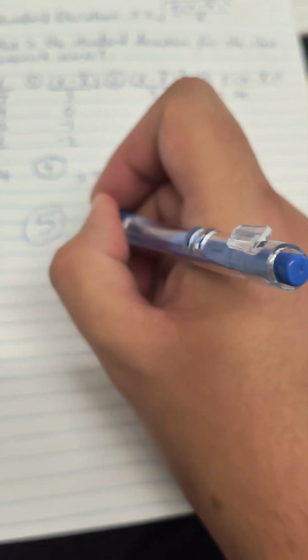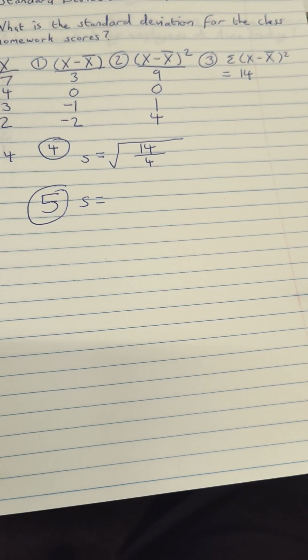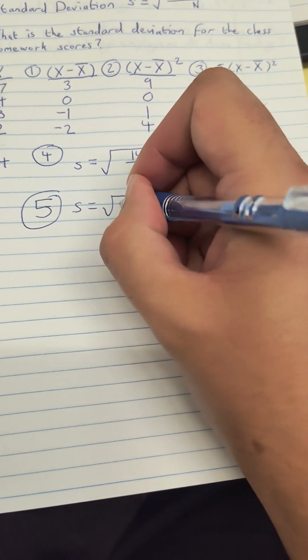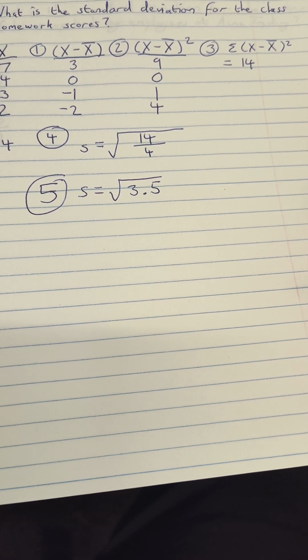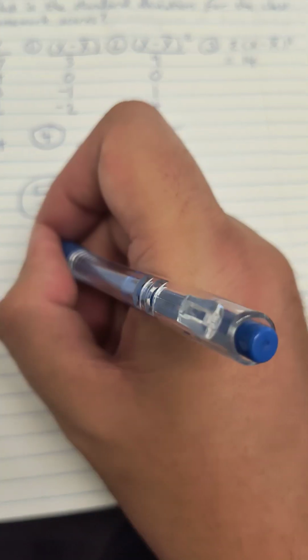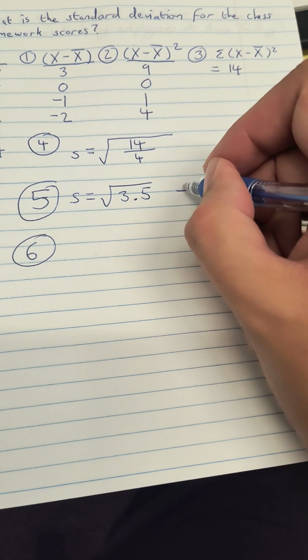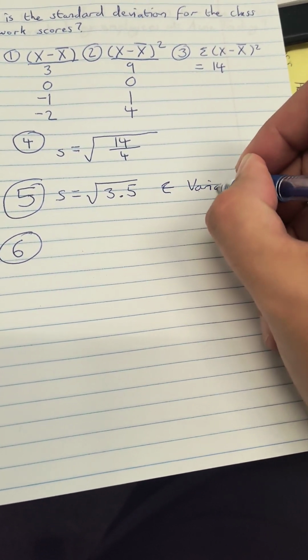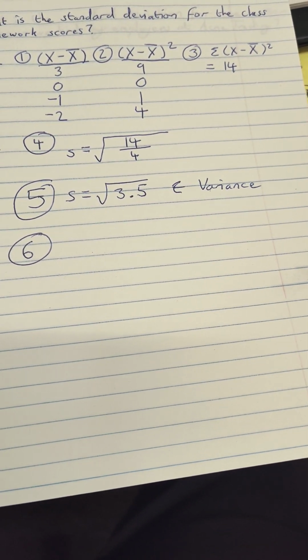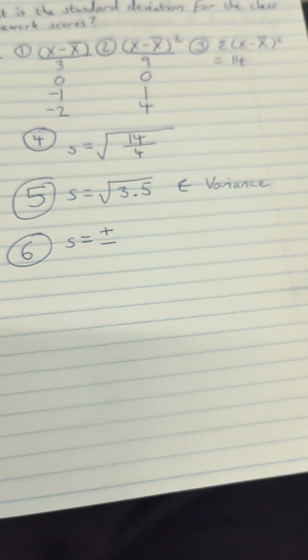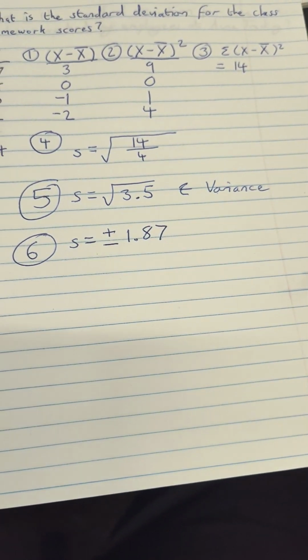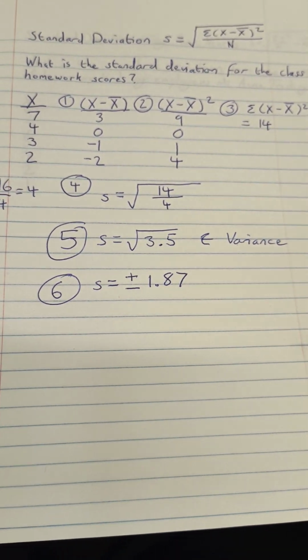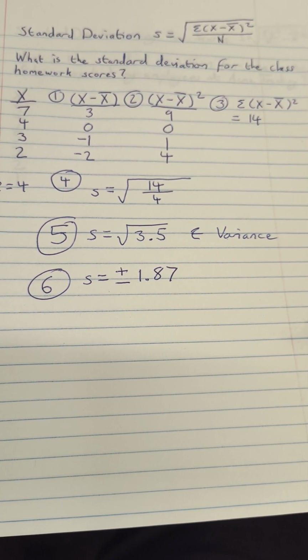And so in step 5, just doing the division, we end up with a value of s equals the square root of 3.5. That is the variance, in case we needed it. And then we are going to take the square root, and rounding to 2 decimal places, we have a standard deviation of plus or minus 1.87.